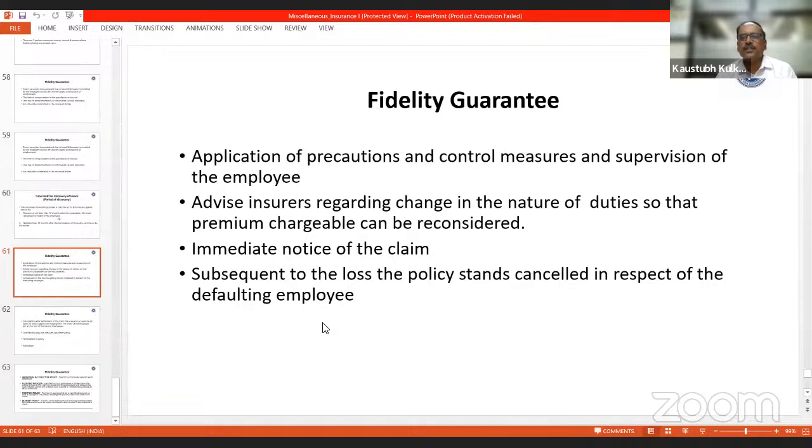Application of precautions, control measures, supervision of the employee. These are some of the important things to understand in case of fidelity guarantee policy. Immediate notice of claims: yes, in case of all money policies like burglary, all risk, fidelity guarantee, cash in transit policy, immediate notice of claim is very important. Immediate notice to the police authorities is very important. After some time, if the intimation is given or a certain period has already lapsed, in those cases the claims will not be payable. Subsequent to the loss, the policy stands cancelled. This is very important. In case of fidelity guarantee policy, after the loss, the policy stands cancelled in respect of that defaulting employee. We are not covering that defaulting employee afterwards.